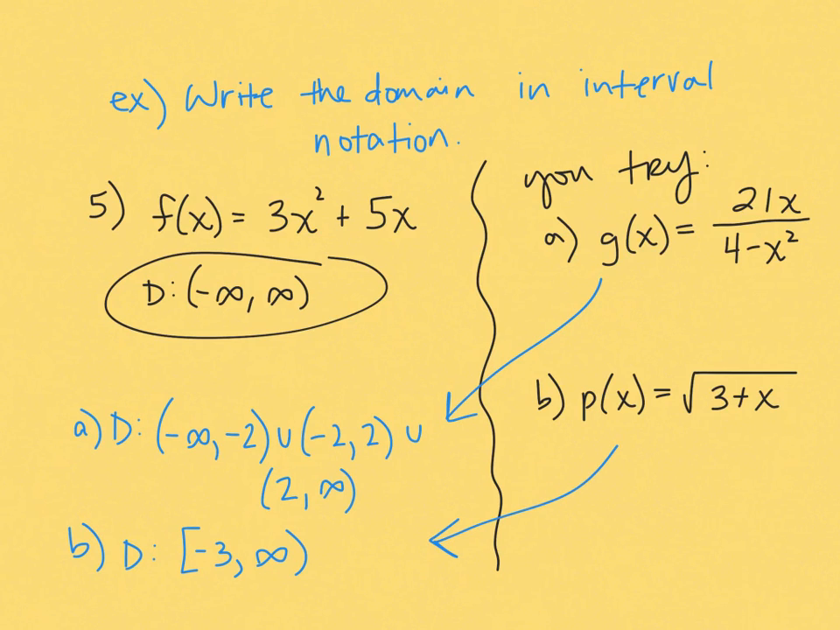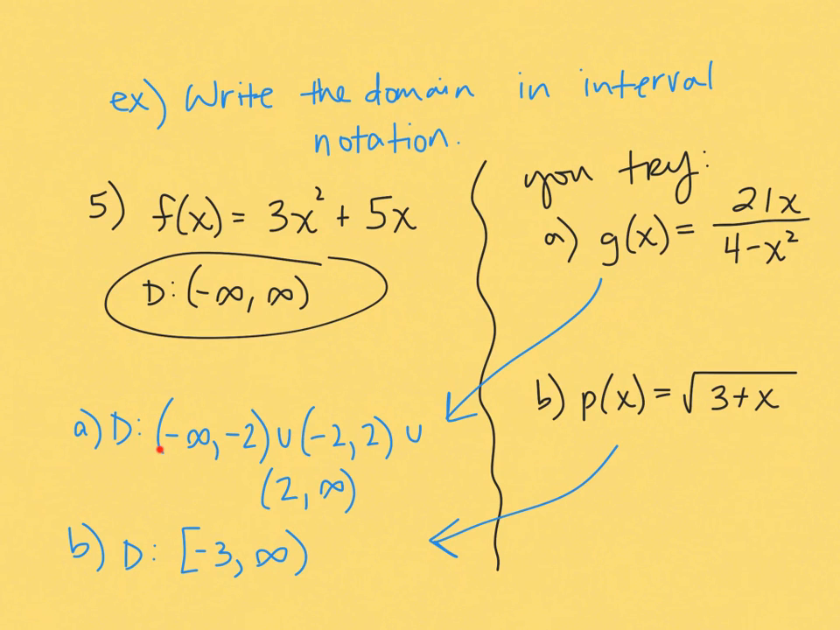So for this top one, if you set 4 minus x squared equal to 0, you'll end up taking the square root of 4, which will give you +2 and -2. Don't forget your plus or minus. Therefore, that 2 and -2 will both make this denominator 0. If you're not convinced, plug them in. They do. You'll get 4 minus 4. So we have two issues. We have to skip over both -2 and +2.